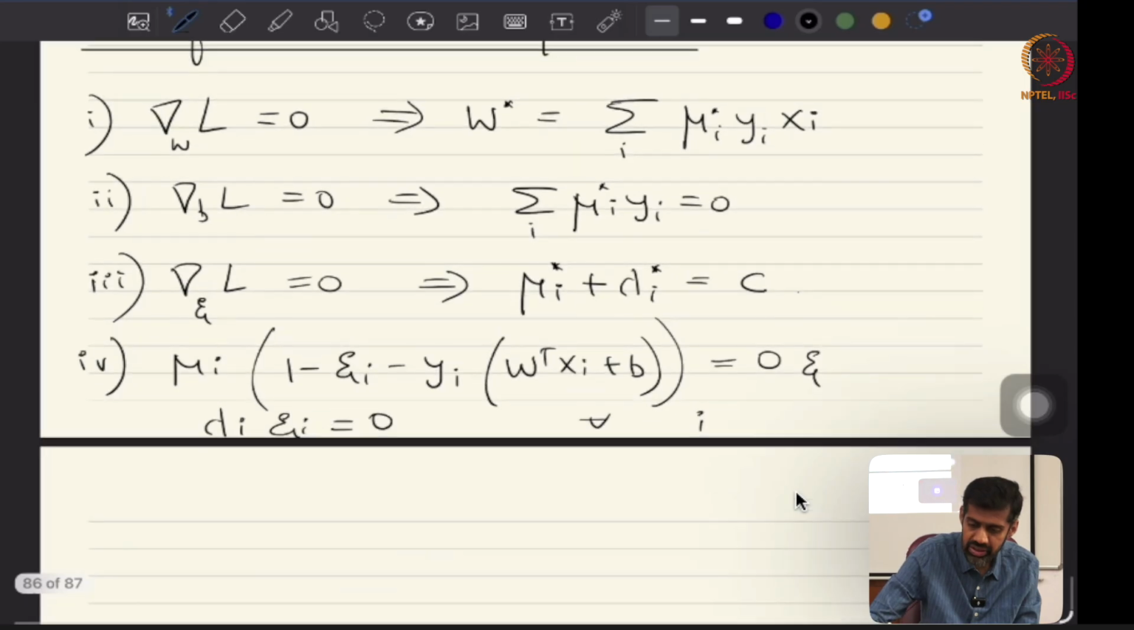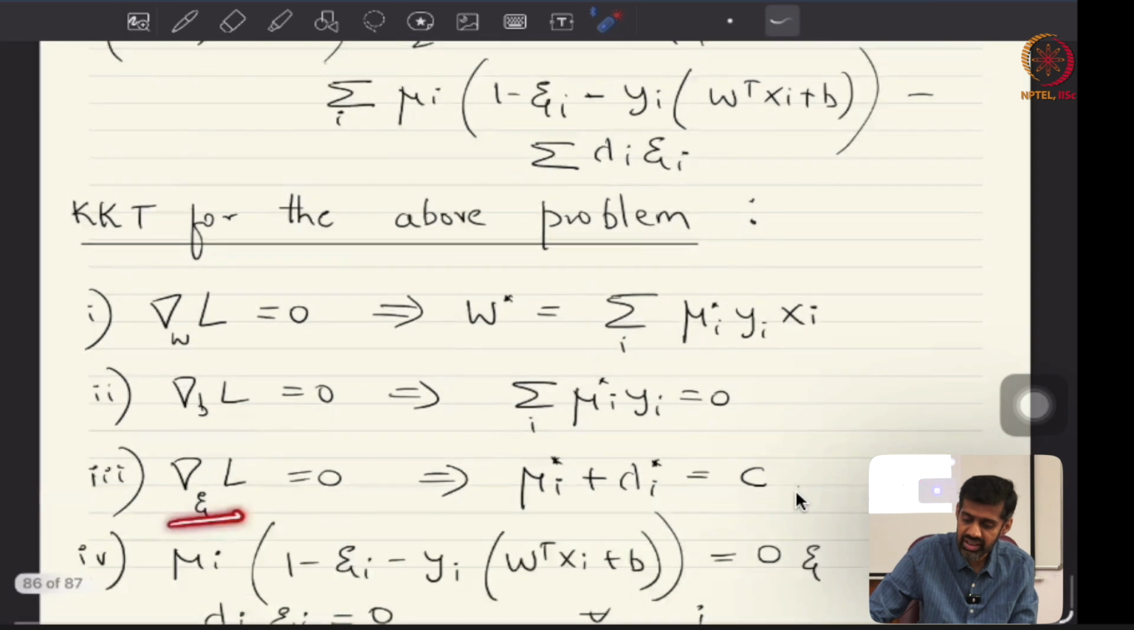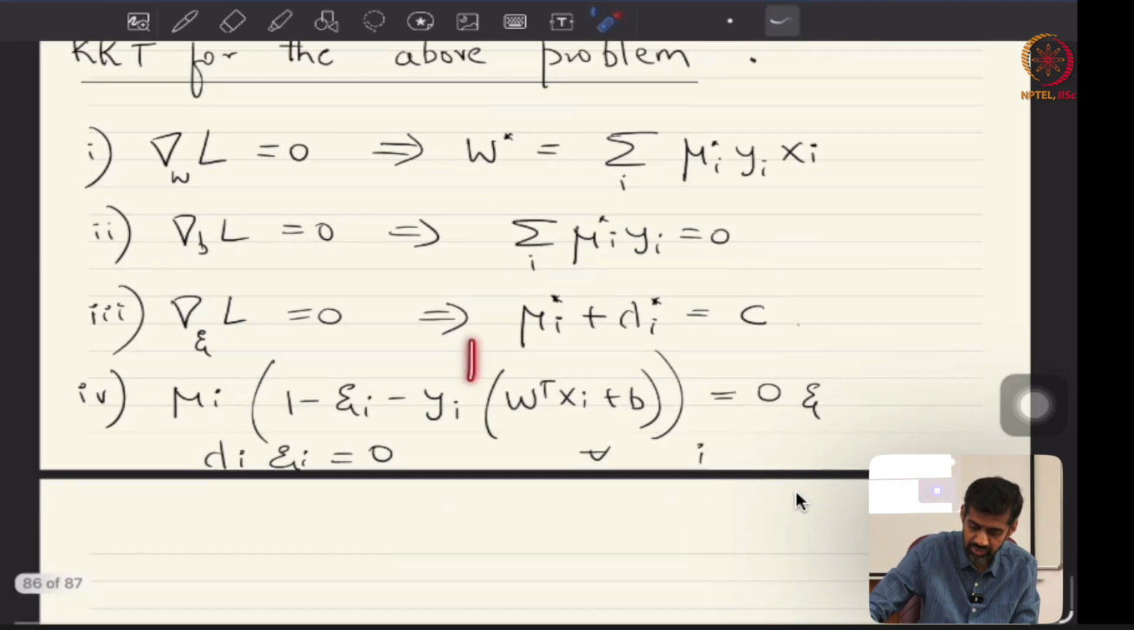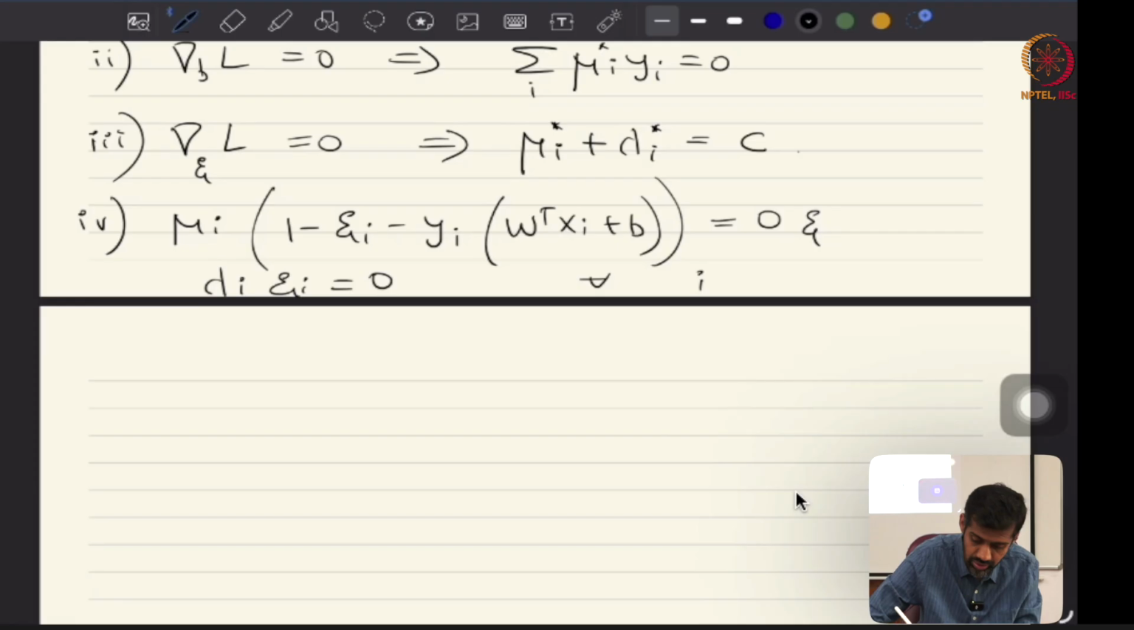Please note that, as I said, W star doesn't change, it still remains exactly the same. We have this additional constraint that the optimal Lagrange multipliers for both the constraints have to sum to C. You can do this, right? Take the Lagrangian and differentiate it with respect to xi and see that it will end up giving mu_i star plus lambda_i star equal to C. So this is one additional constraint that we got, which we will use. Now we will have to formulate the dual problem. Formulating the dual.